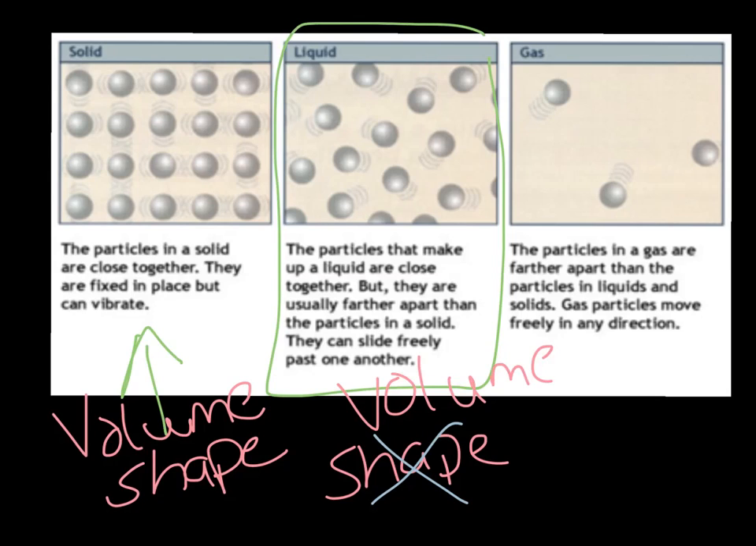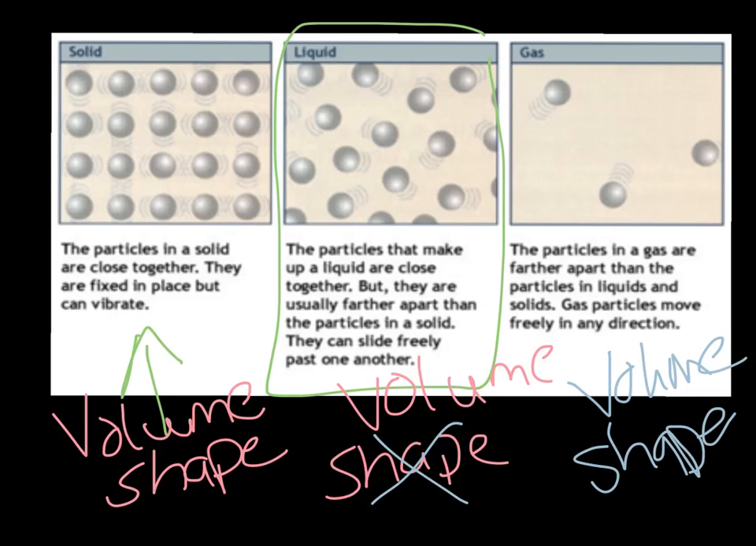Gases have neither volume or shape. So they don't have a volume or a shape. Their volume changes to match the volume of the container. If I have a balloon, right, the gas is going to spread inside the balloon. Molecules in gas, again, are very far apart. You'll see all this extra space that's around them. So there's lots of space between the molecules in there compared to a solid or a liquid.